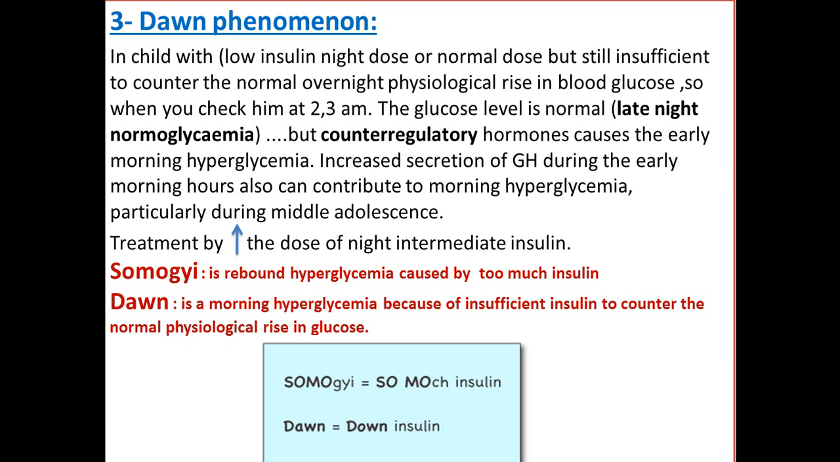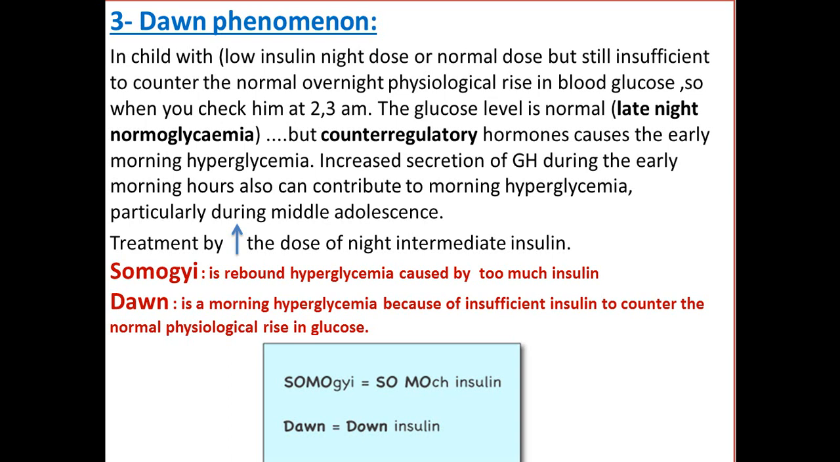In addition, as our children are growing, there is an increased secretion of growth hormone during the early morning hours. This will also add to the morning hyperglycemia, particularly in middle adolescents. So the treatment here, as there is a low insulin night dose, is to increase the dose of the night intermediate insulin to overcome this phenomenon. So in summary, Somogyi is a rebound hyperglycemia caused by too much insulin, while the dawn phenomenon is morning hyperglycemia.